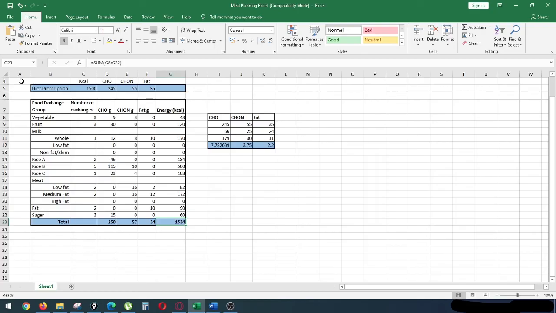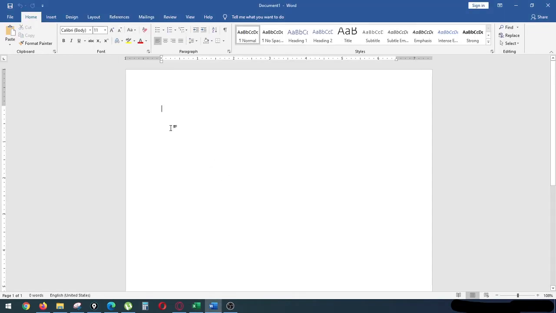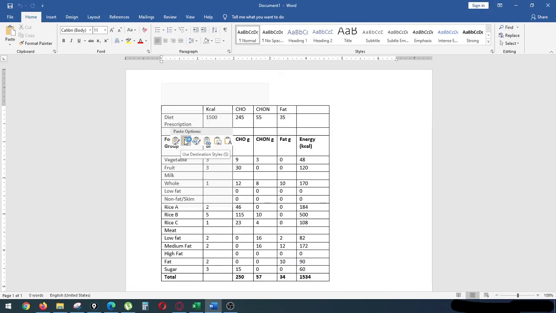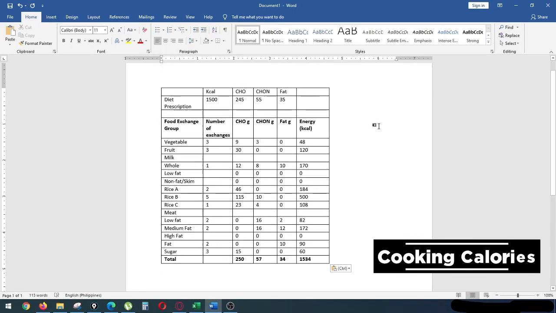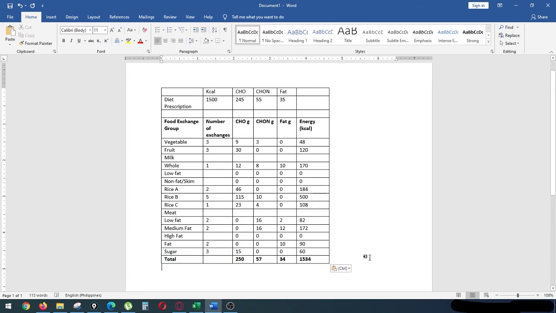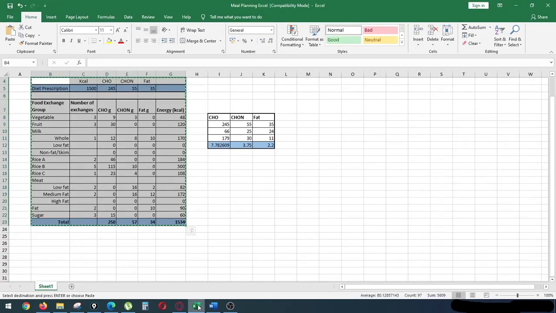Now all you have to do is to copy paste this one. If this is your assignment or this is your work, you can copy paste this one to your Microsoft Word. And then that's it. You are done. Alright, so you can now use this one to make your meal plan without much of a hassle of using the calculator every now and then.